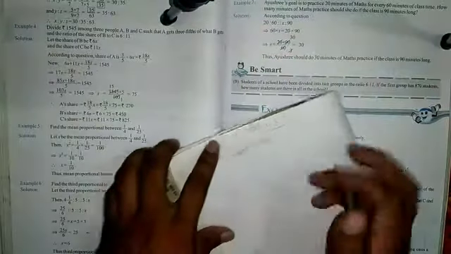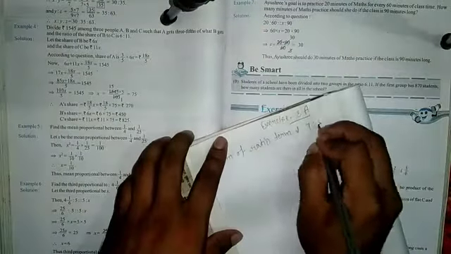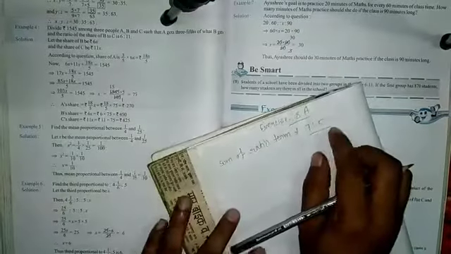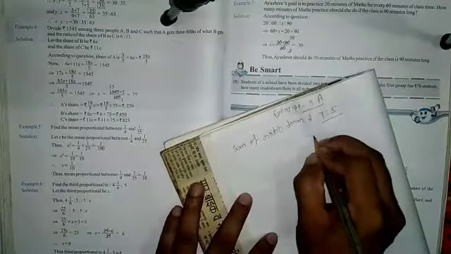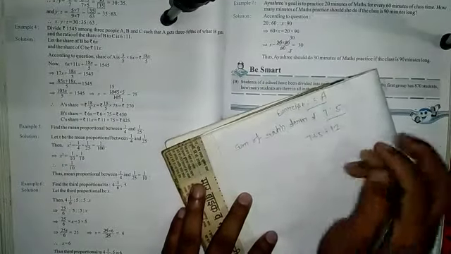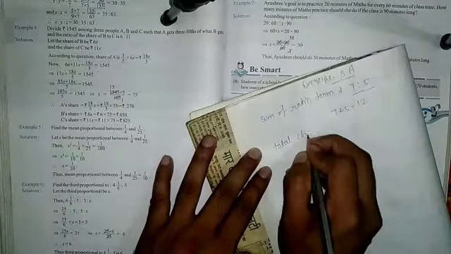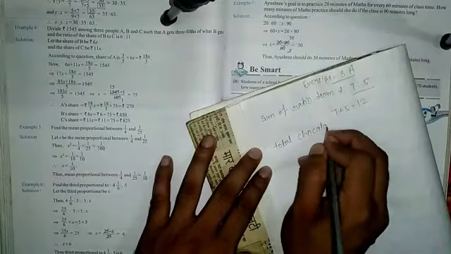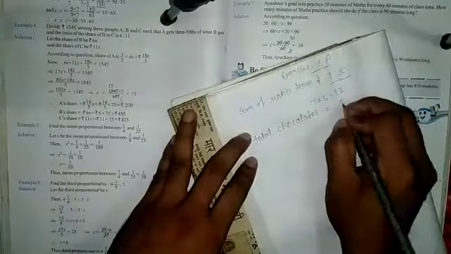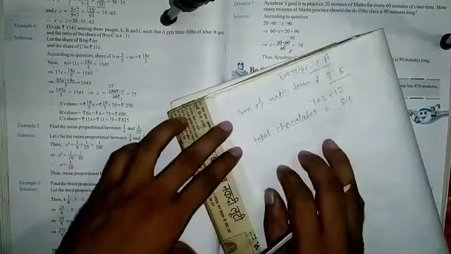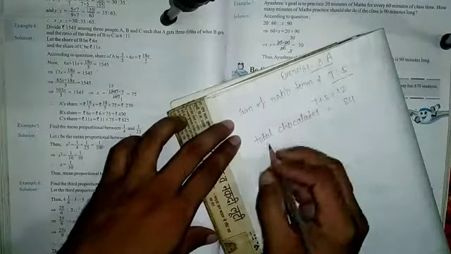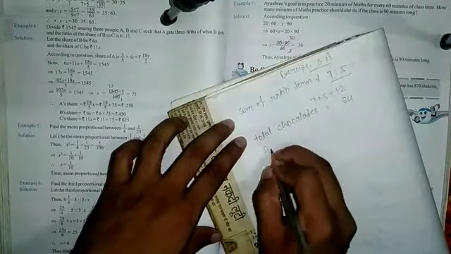So the ratio is 7 ratio 5. So we will find out the total sum of this ratio. So 7 plus 5 equal to 12. Then after, the total chocolates equal to 84. Then after, we will find out the first part.